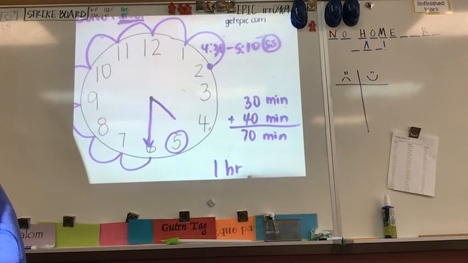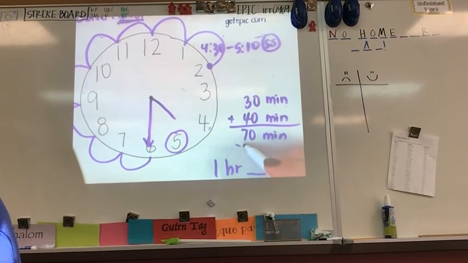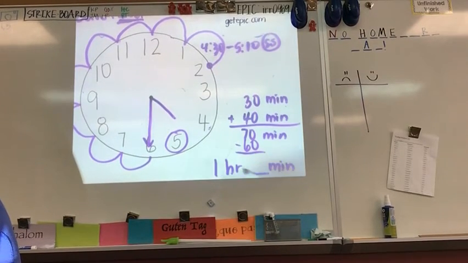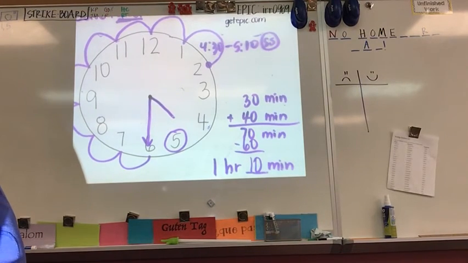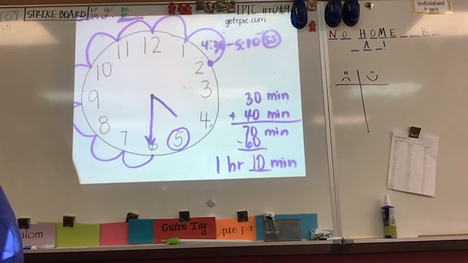We just need to figure out how many minutes are left after that full hour. So to do that, you can subtract 60, because you know that there's 60 minutes in an hour, and figure out that's 1 hour, and 70 minus 60 is 10 minutes. 1 hour and 10 minutes. Let's go ahead and do one more together.